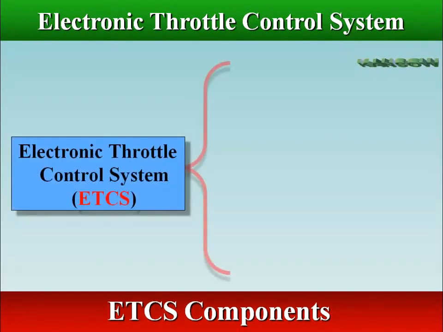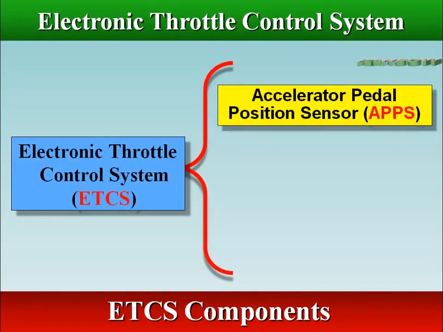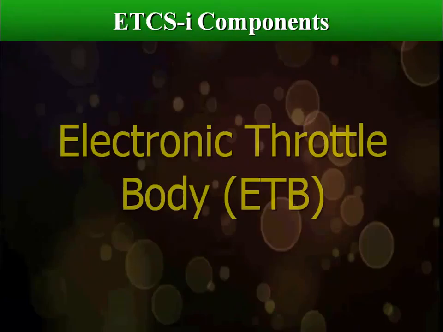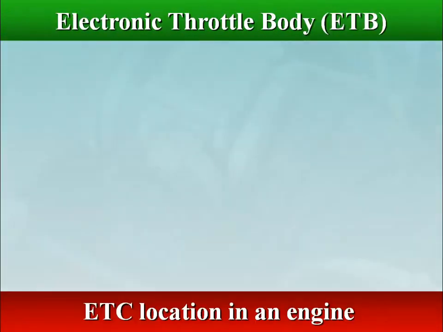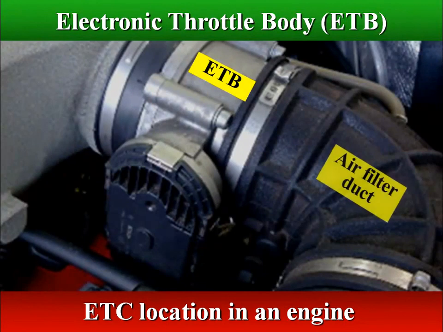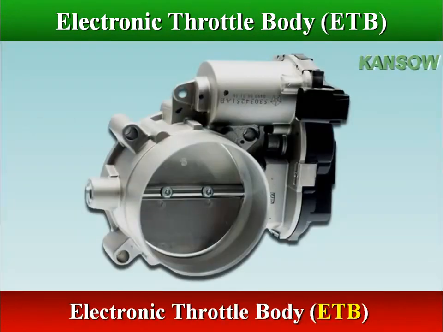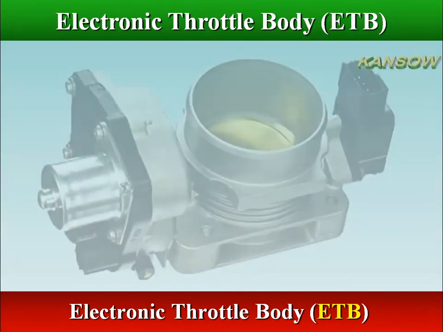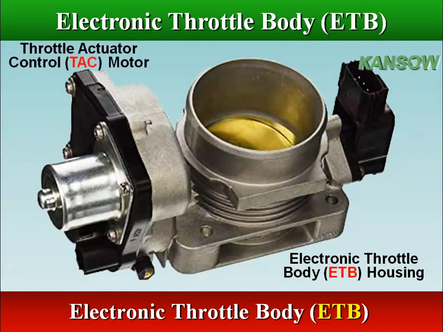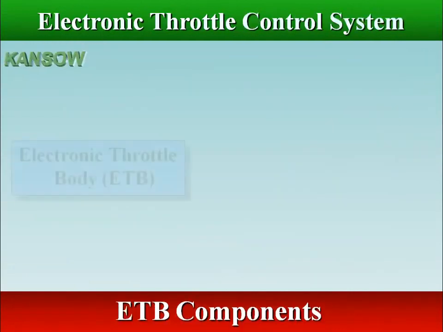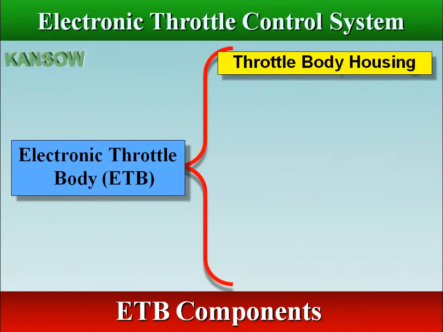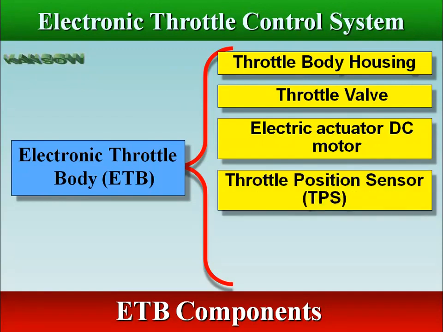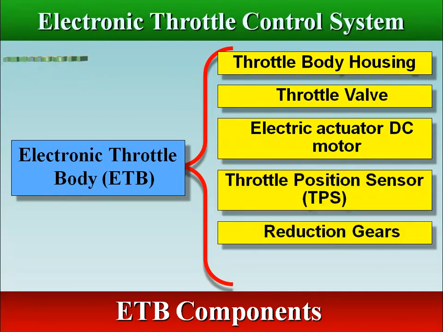The electronic throttle control system consists of the accelerator pedal position sensor, electronic throttle body, and electronic control unit. An electronic throttle body, ETB, looks like a typical throttle body. It is fitted with an electronic servomotor or stepper motor and a throttle position sensor, TPS. The electronic throttle body contains the throttle body housing, throttle valve, throttle actuator control motor, throttle position sensor, TPS, reduction gears and return springs.